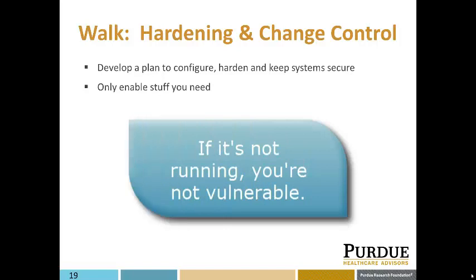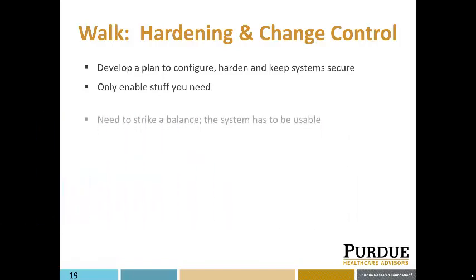What happens if you've got the Windows wireless configuration service enabled? Maybe it has wireless hardware, maybe it doesn't, and there's a remote exploitability to that service, right? If it's not running, you're not vulnerable. So only enable stuff that you need.